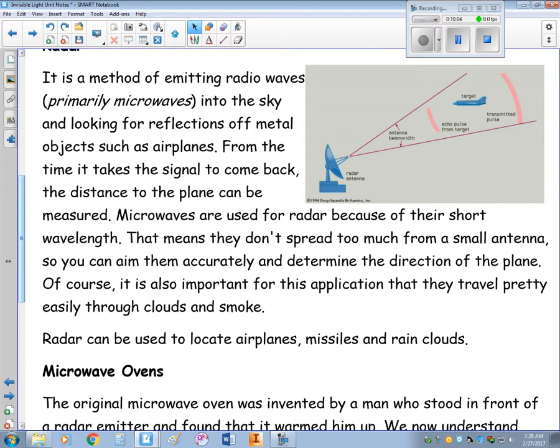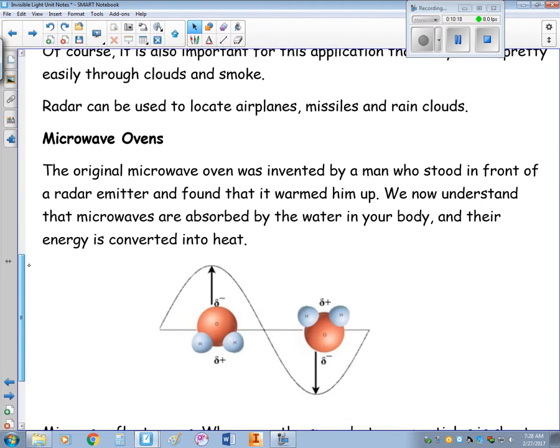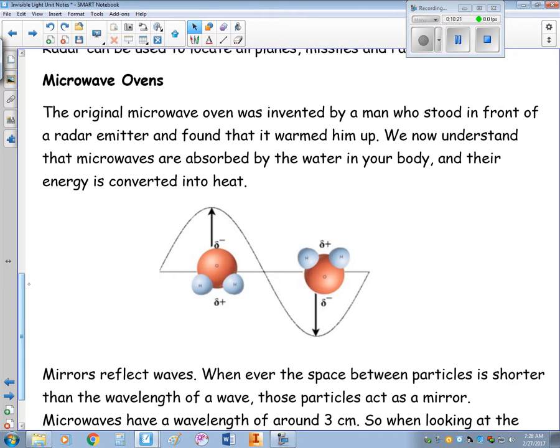It's also important for this application that the waves travel pretty easily through clouds and smoke. I mean, we want radar to work even on rainy days. And it's kind of funny how this was found out. An individual found some soldiers standing in front of a microwave antenna on a cold winter night and asked them why they were standing there, and it turns out it's because, well, it's warmer if we stand here.